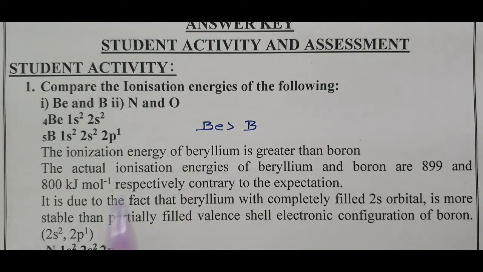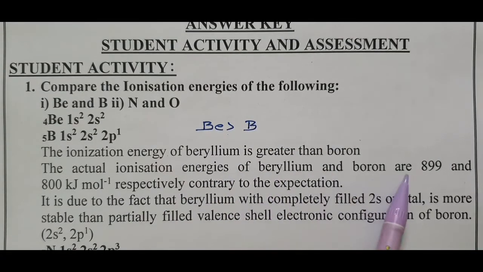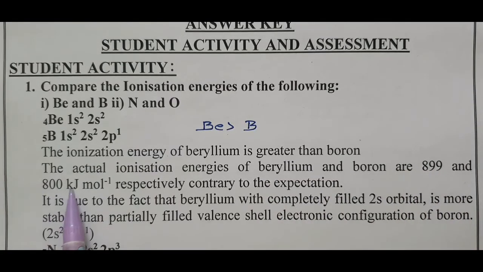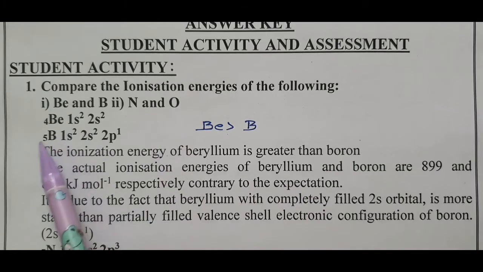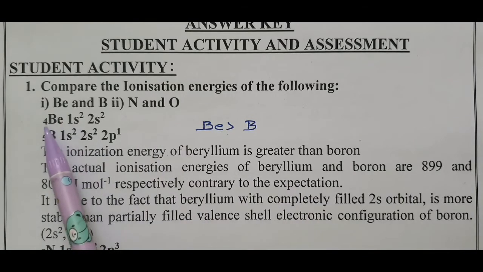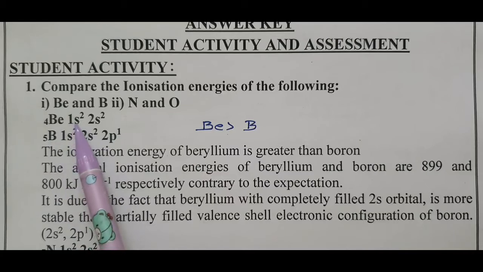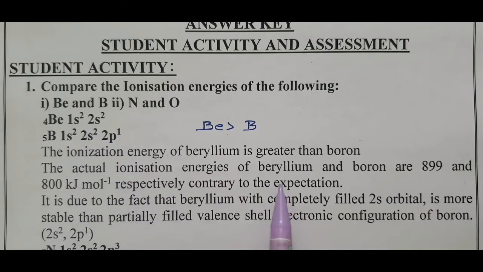The actual ionization energies of beryllium and boron are: beryllium 899 kJ mol⁻¹ and boron 800 kJ mol⁻¹ respectively, contrary to the expectation. What we expected? Boron's nuclear charge is higher than that of beryllium, so we expect the ionization energy of boron to be greater than that of beryllium, but actually beryllium's ionization energy is greater than that of boron. Why?